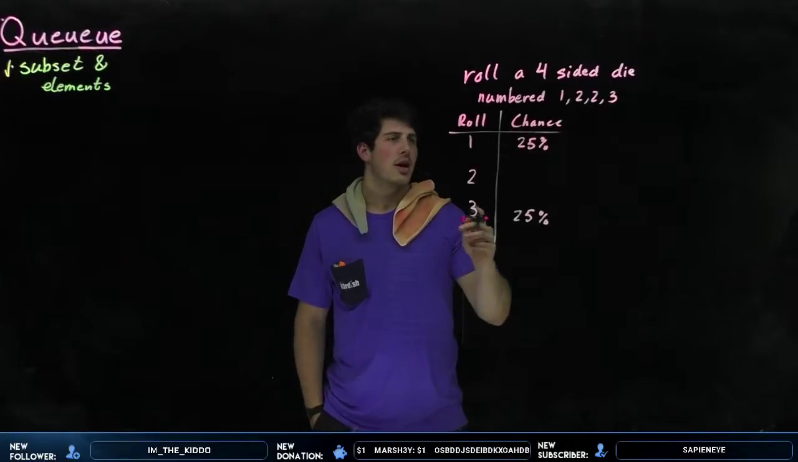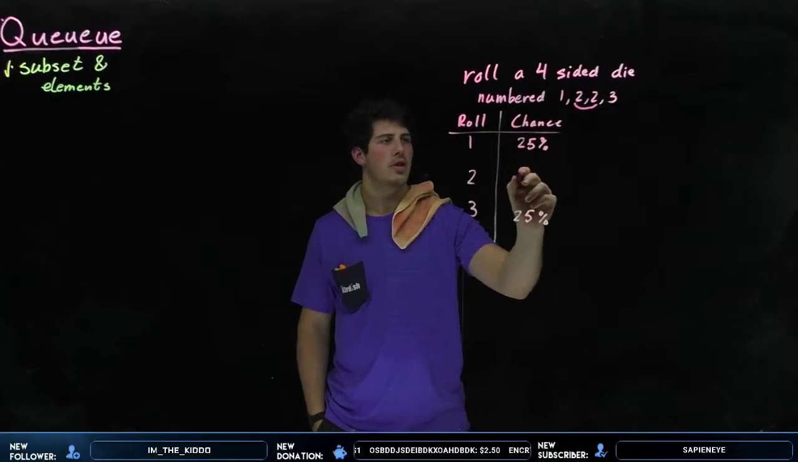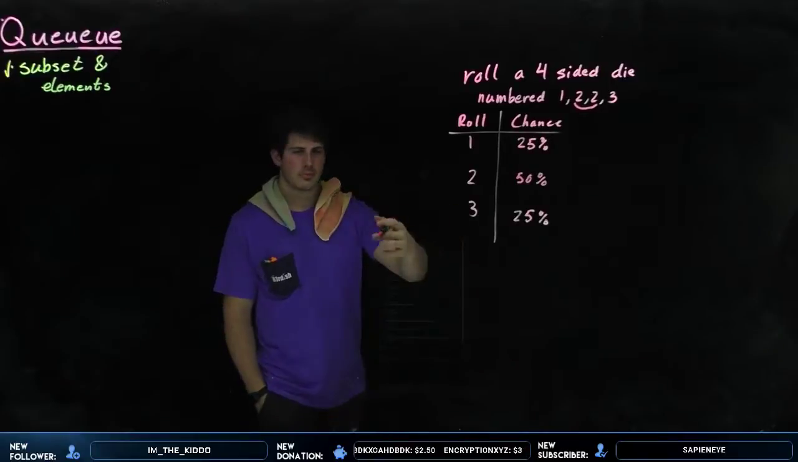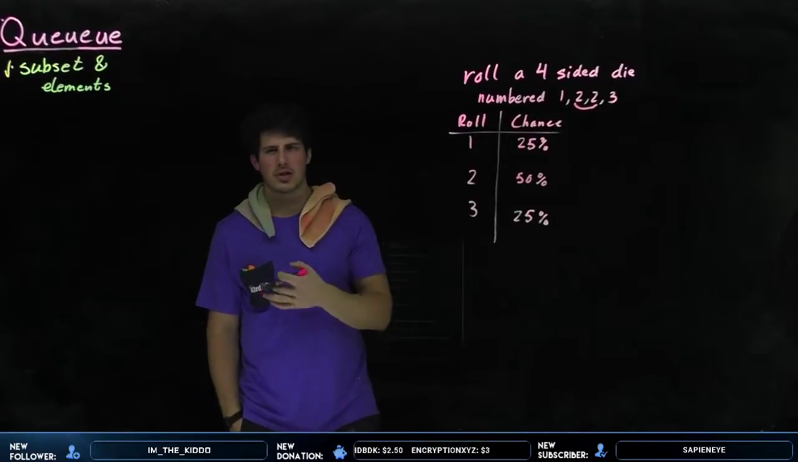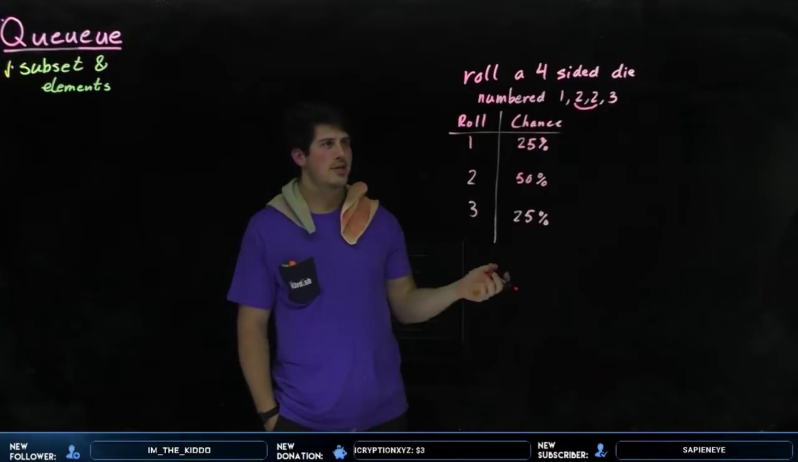At this point, I now have these two 2s. So I actually have a 50% chance of rolling a 2. Well, what is my expected value? This is a really weird thing to ask for. I'm sure there's real use cases for it. I just think it's silly.